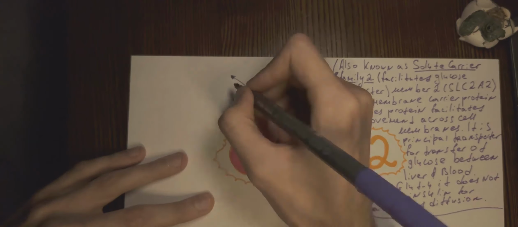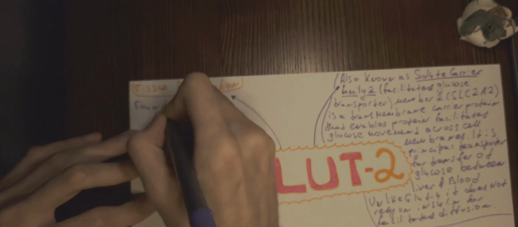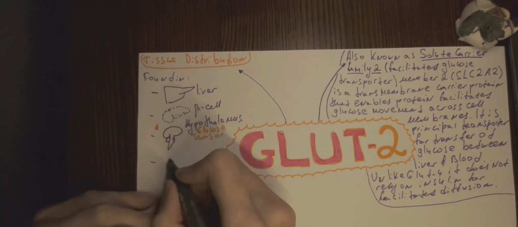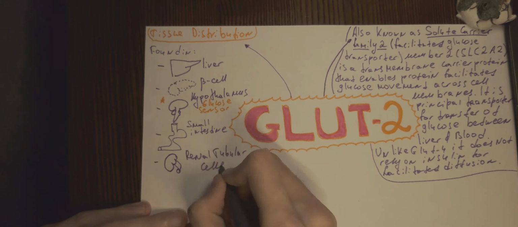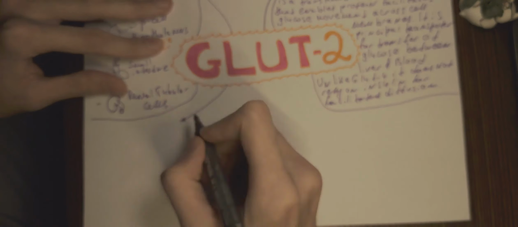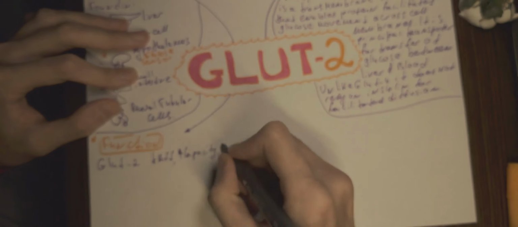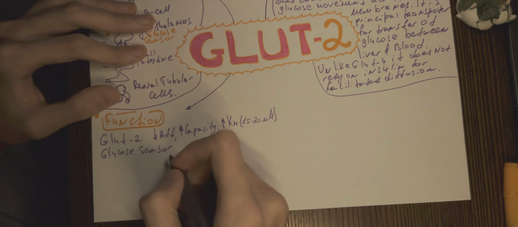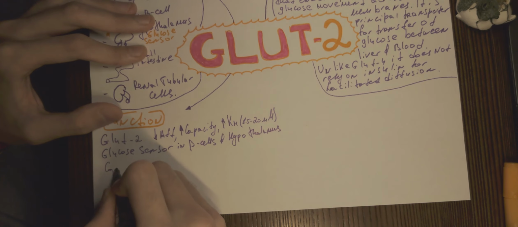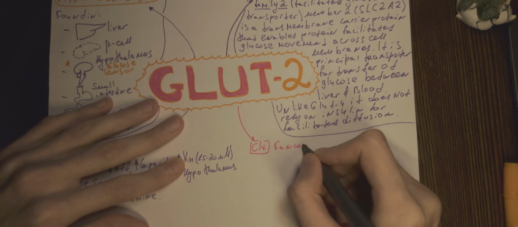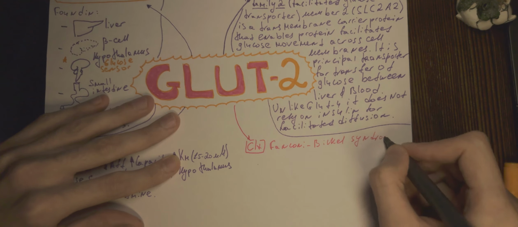This transporter is distributed in liver, beta cells of the pancreas, hypothalamus, small intestine and renal tubular cells. GLUT2 has low affinity, high capacity and high Km, between 15 and 20 millimolars. It also acts as a glucose sensor in beta cells and hypothalamus and carries glucosamine.